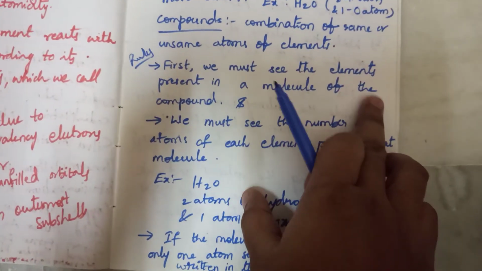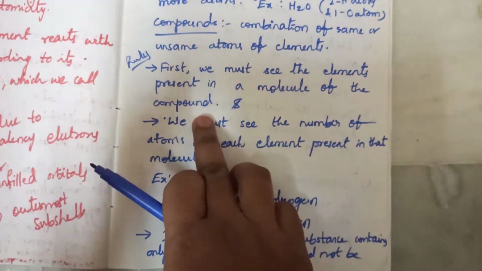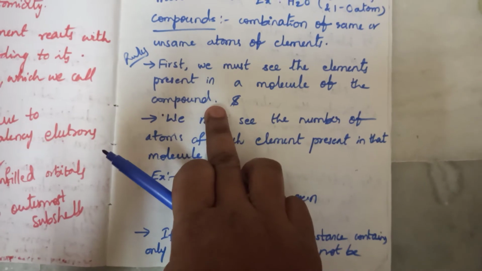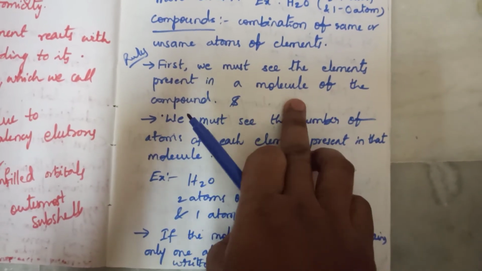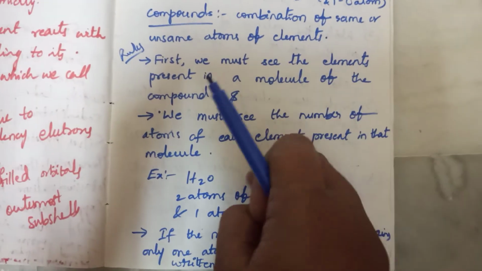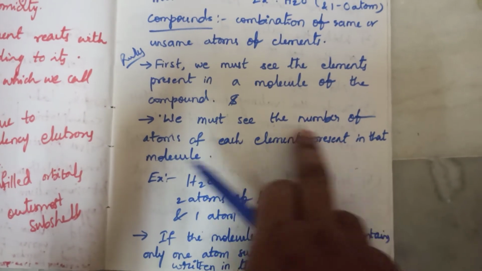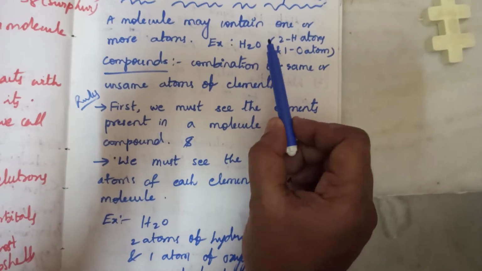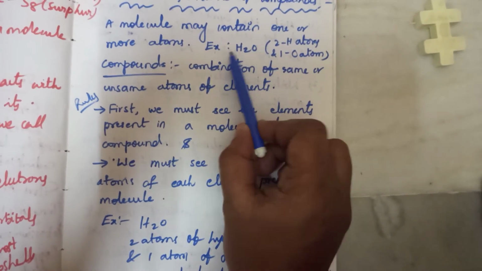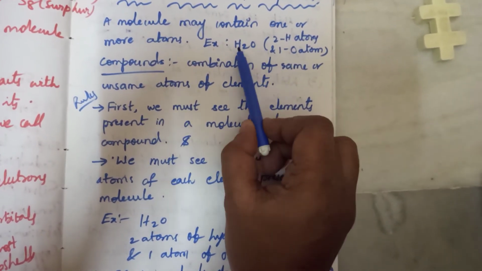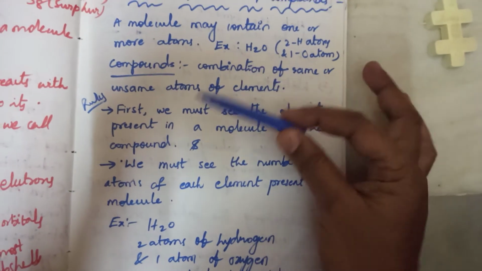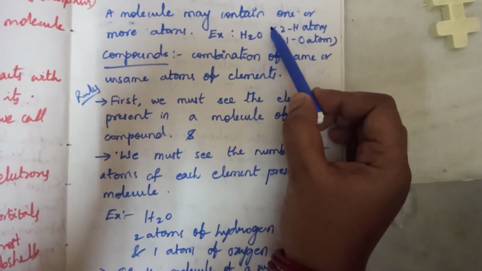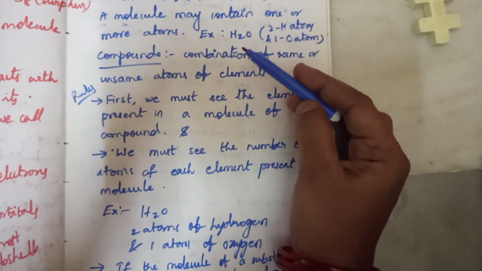First, we must see the elements present in a molecule of a compound. Which elements are present in that? Then the next step, we must see the number of atoms of each element. Here we have the elements hydrogen and oxygen. This is the first rule. The next step, we must see how many atoms of hydrogen and how many atoms of oxygen are there. This is the second rule.